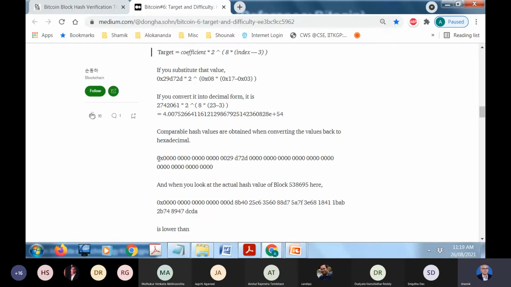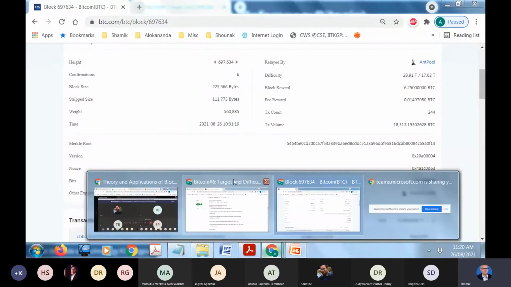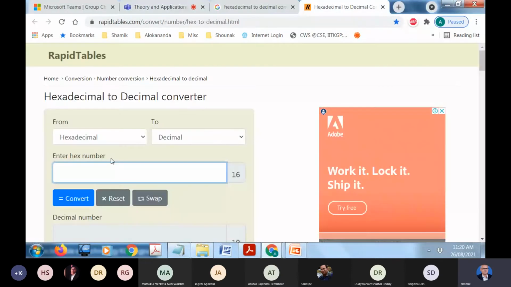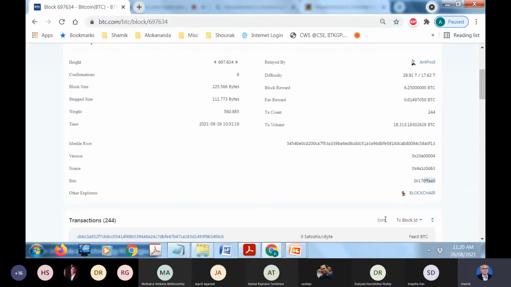So let us try to do something similar for our example and see what we are getting here. Let me go back to that block. What we have is that bits is 0x170FFAA0. So 17, as you can see in hex, means 23. And this one, 0FFAA0. If I select this, let us convert this hexadecimal to decimal. I convert and I get a number like this. So 0FFAA0 corresponds to this number.